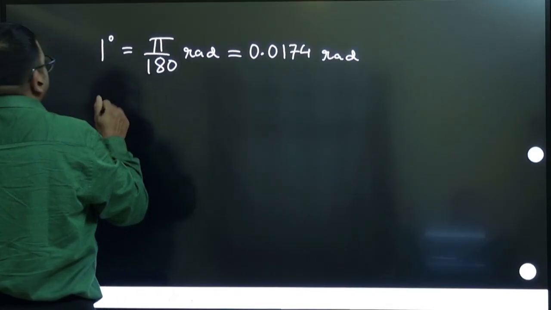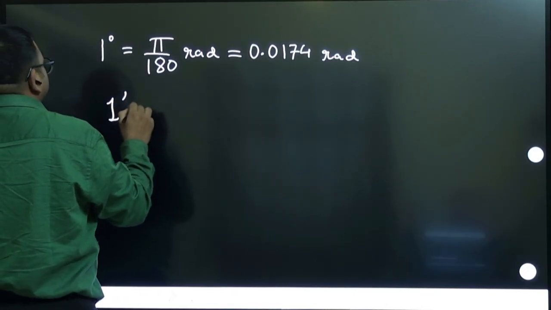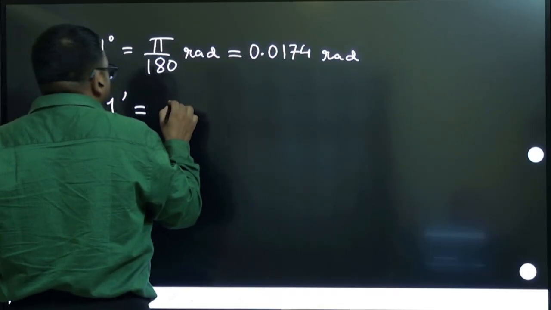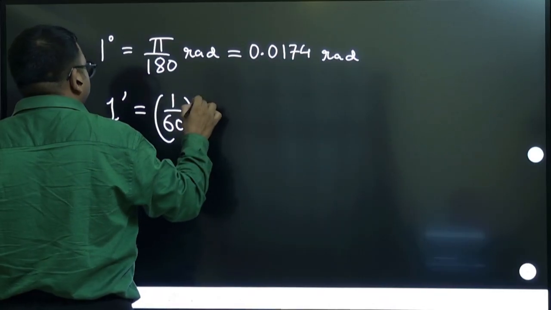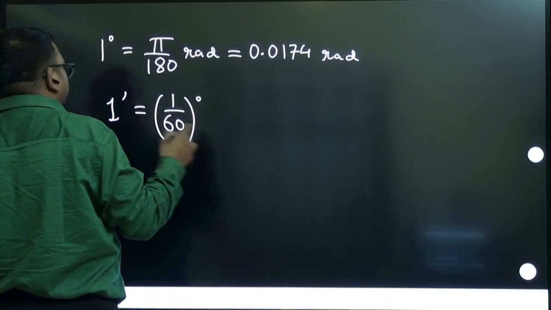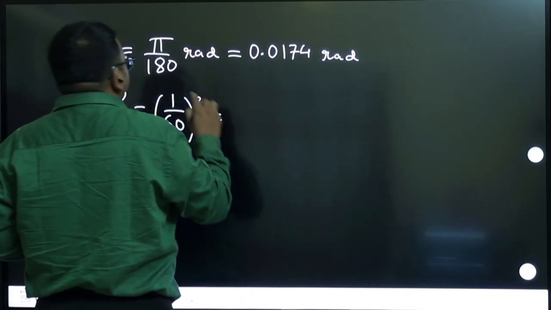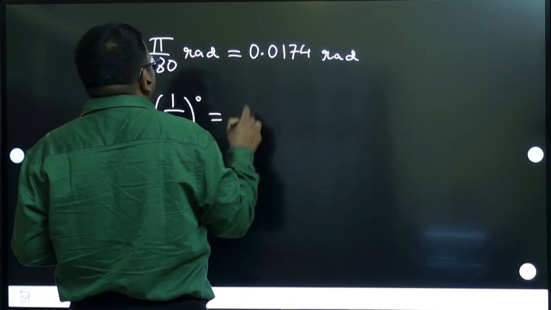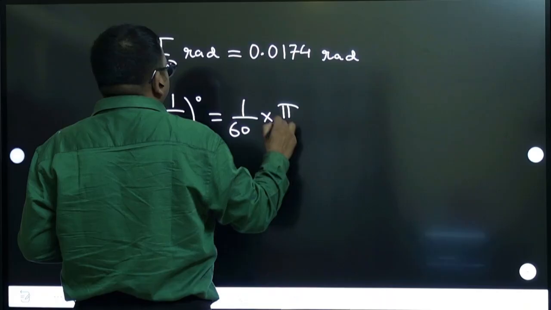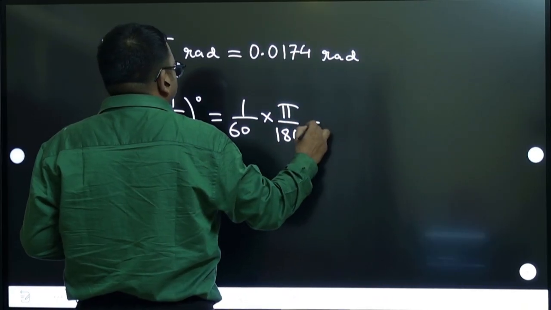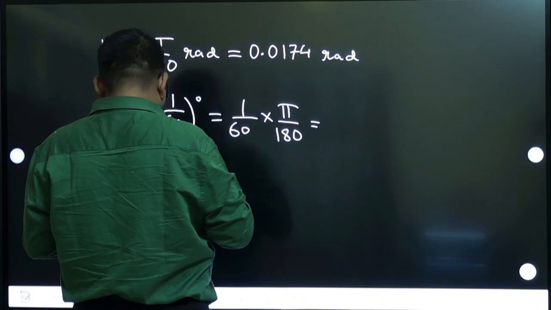Next, 1 minute is equal to what? 1 minute is 1 by 60 degree, right? Because 1 degree is 60 minutes. So 1 minute is 1 by 60 degree. To convert degree to radian, we'll multiply directly by this factor. If you want to write it in one step, multiply by pi by 180. But let us do this calculation now.